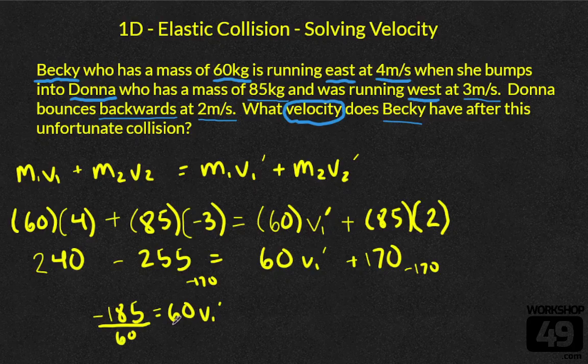Divide by 60, divide by 60. v1 prime, which is the velocity of Becky after the collision, is negative 3.1 meters per second. This makes sense because Becky was running 4 meters per second east. If she bumped into Donna and fell backwards, it now makes sense that her velocity is going in the opposite direction that she was originally going.